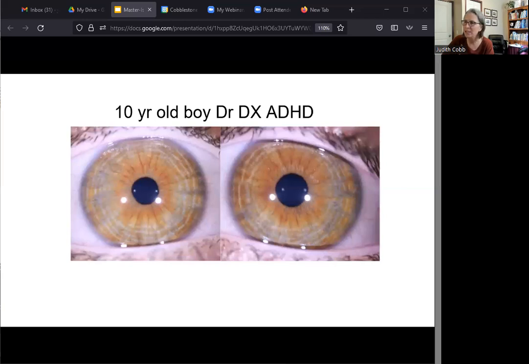And did you see how easy that assessment was? We don't need to get bogged down in every single marking, in every radial furrow, in every contraction furrow, in every little thing. When we're doing constitutional iridology, we are looking first at the eye as a whole and applying that to the person as a whole. We don't get into dissecting things until we get much further in.